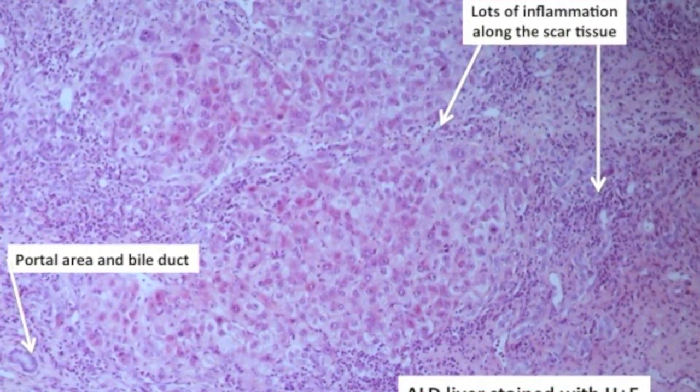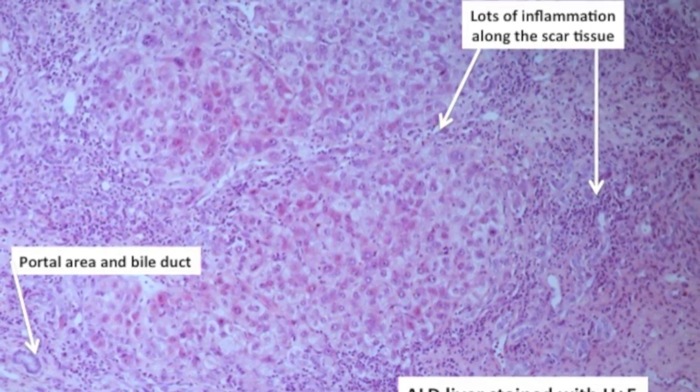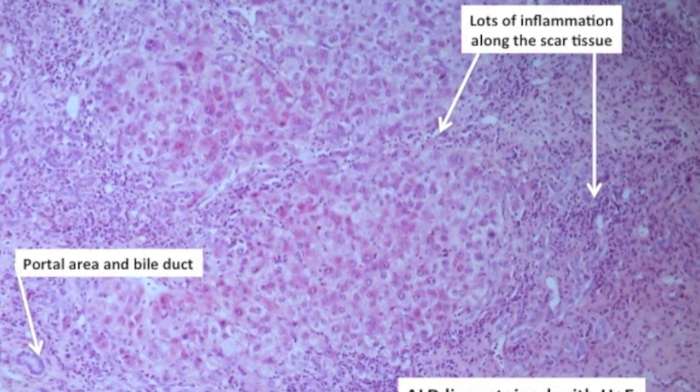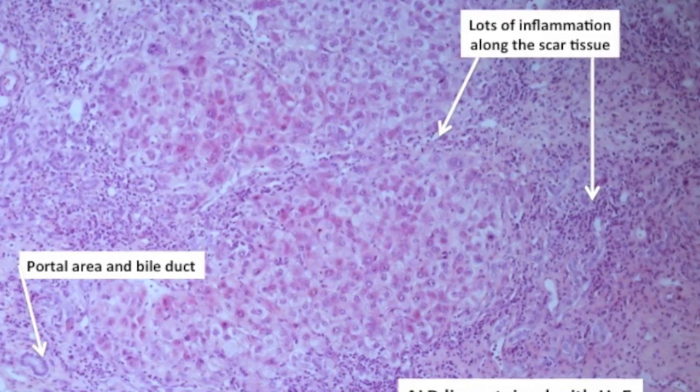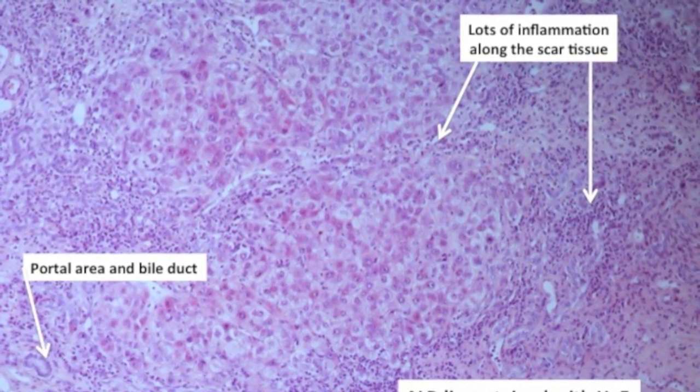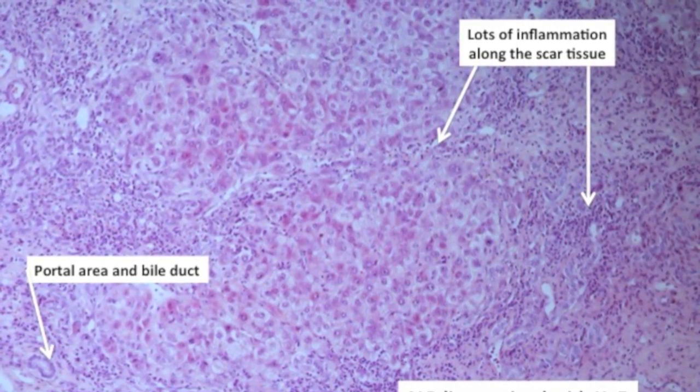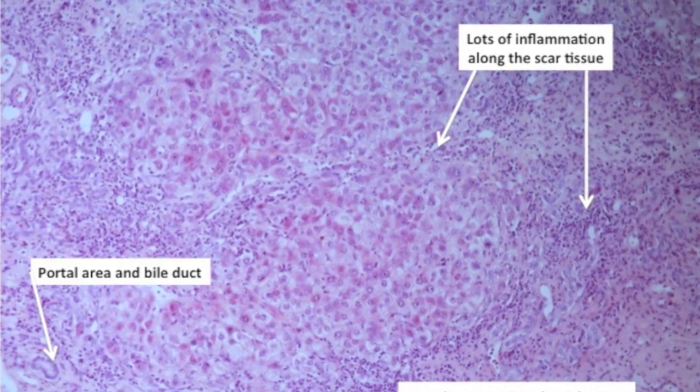This is now a section from a patient with alcoholic liver disease, and you can see much more inflammation in this tissue and structural disorganisation, but you actually need the Van Giesen stain to see the collagenous scar tissue very clearly.